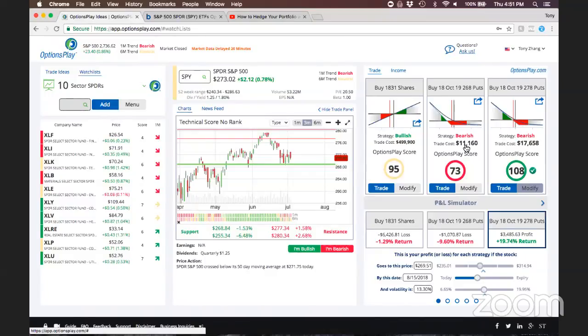But if it does work out, you get a much more efficient hedge with the slightly in the money put when you're using these types of strategies for your portfolio. Now, I can just do this real quick for another scenario.